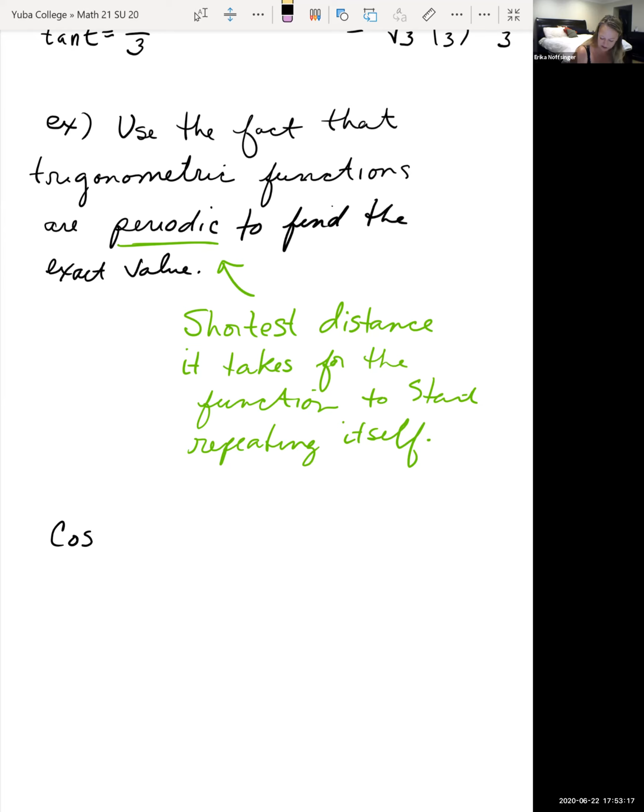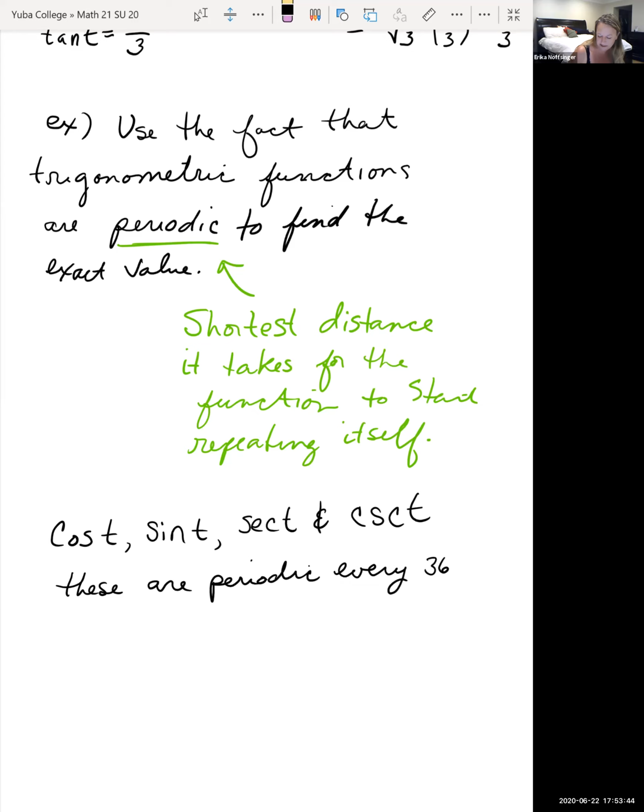So all the trig functions, cosine, sine, except for cotangent and tangent, so secant t and cosecant t, these are periodic every 360 degrees. We talked about that being 360 degrees times k, where k is an integer, would get us to another value. Or in terms of radians, 2 pi.